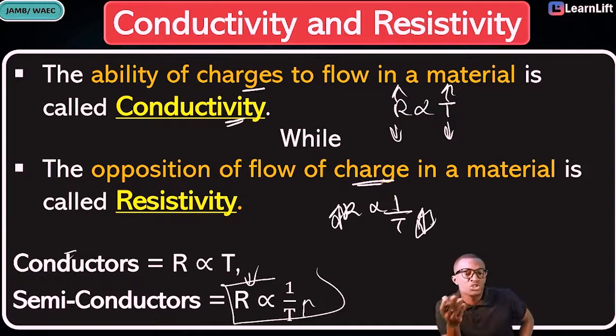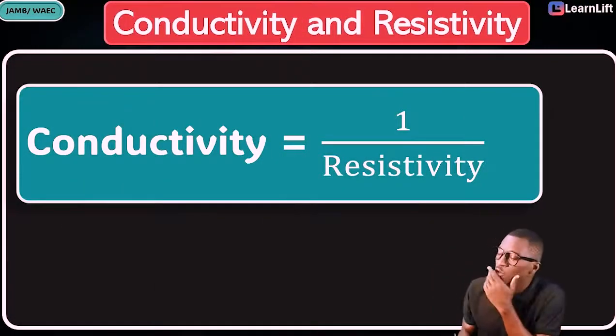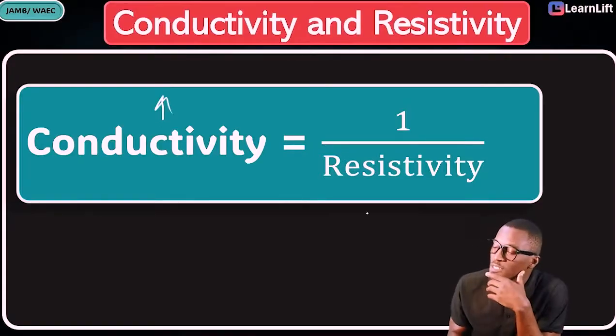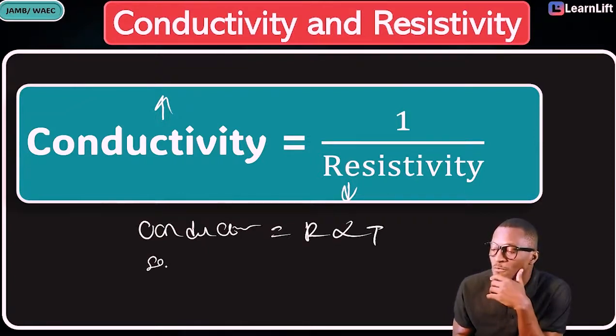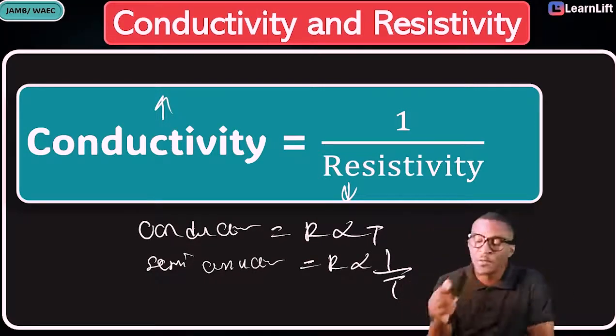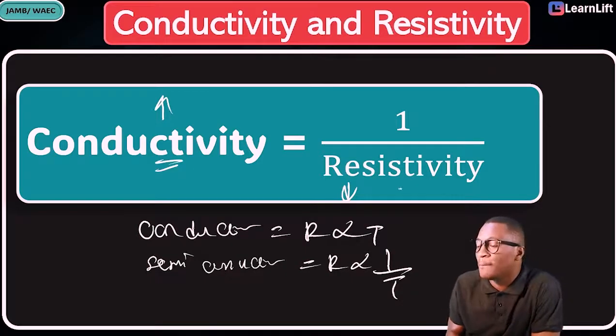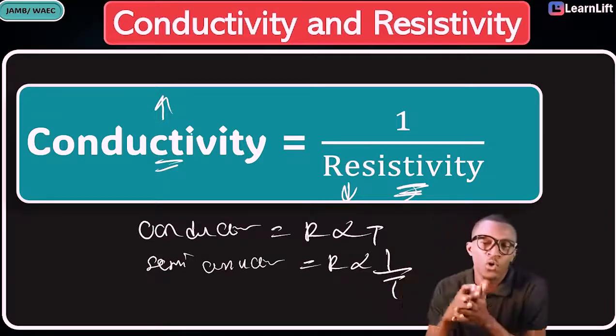They can also ask you the relationship between conductivity and resistivity. Take note that conductivity is inversely proportional to resistivity. It means that if conductivity increases, resistivity will decrease. Why? Don't forget that for conductors, resistivity is proportional to temperature, while for semiconductors, resistivity is proportional to 1 over temperature. Do you understand? Everybody, if you must be a good conductor, you must be a bad resistor. And if you must be a good resistor, you must be a bad conductor. They don't work together.